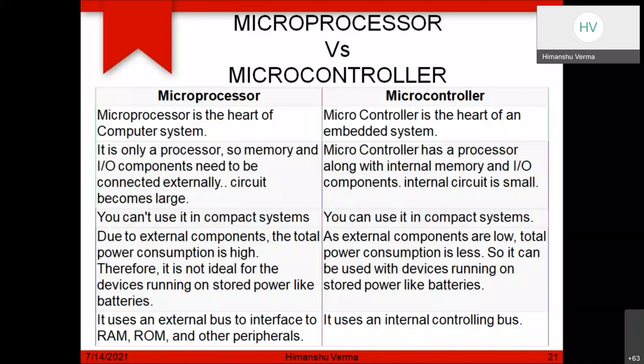On the other hand, a microcontroller has very few external components, and the power consumption is very low. So we can use it on devices which run on stored power like batteries, or a small battery backup. Next, we have to use external buses to interface all the external components and peripherals with the microprocessor. But a microcontroller uses internal controlling buses. All are inside that single circuit, so they do not require external buses for connectivity.